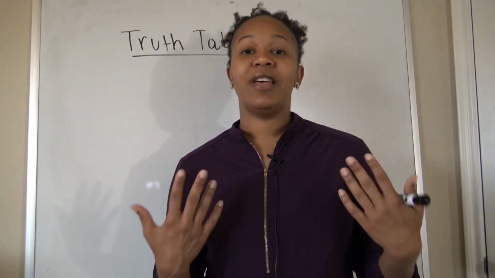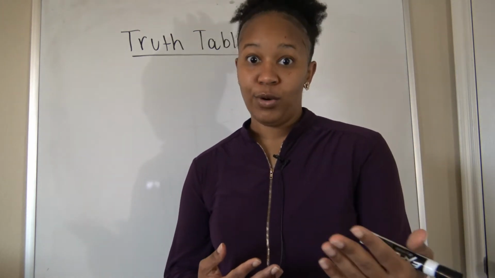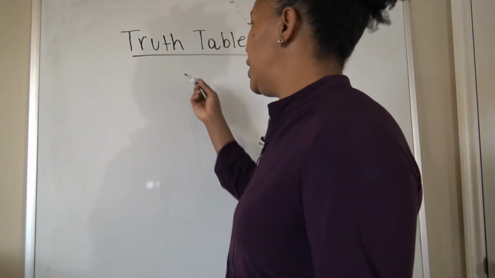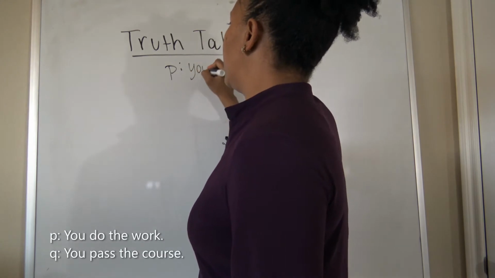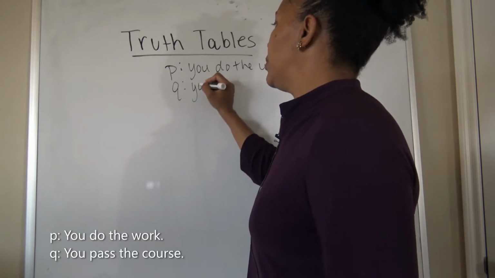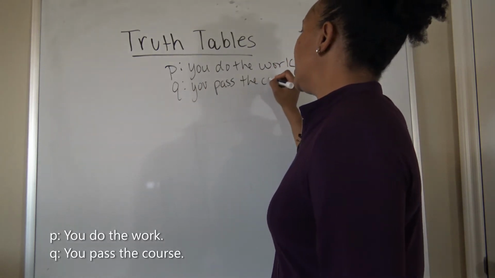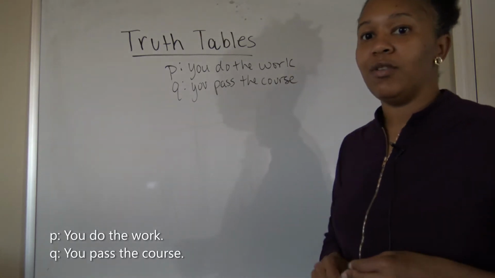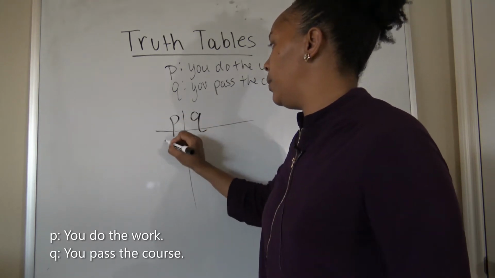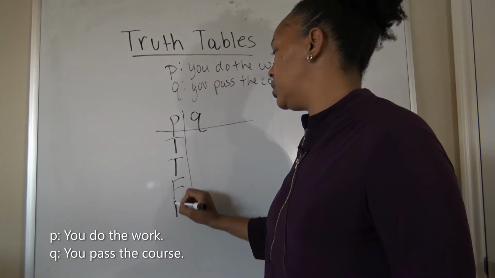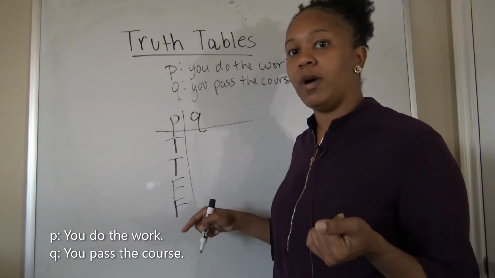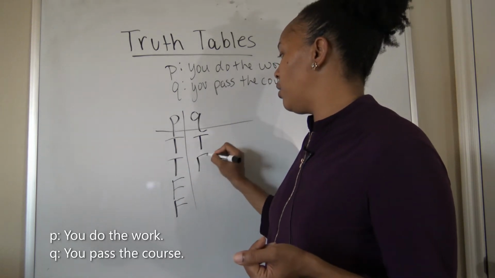So let's assume that I told you, if you do the work for the course, then you will pass the course, okay? So if you do the work, then you will pass the course. All right. So my P is you do the work. And my Q is you pass the course. So we want to consider all the different possible scenarios of what could happen here. Alrighty. So again, I'm going to start my truth table with my P's and my Q's. So remember, P is true, true, false, false. Remember, when you set up a truth table that has two statements, then you set up P with true, true, false, false, and you set up Q with true, false, true, false.